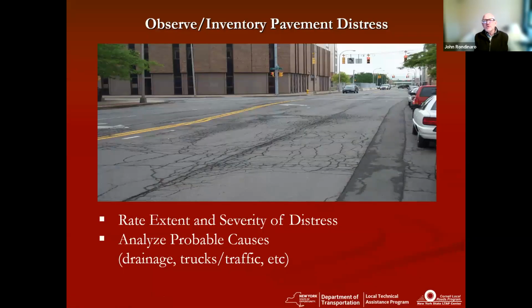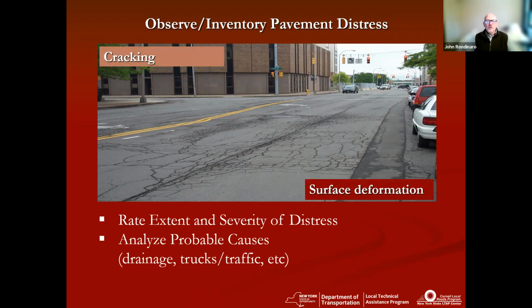As part of your decision-making process, to pick which treatment is the most appropriate, you go through a pretty standardized approach. First step is you're going to be observing and inventorying your pavement distresses, and then you're going to be taking those distresses, rating them in terms of extent and severity, and then taking a deeper dive and looking at probable causes.